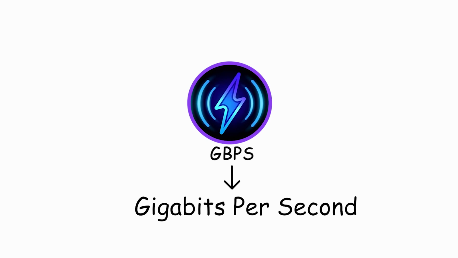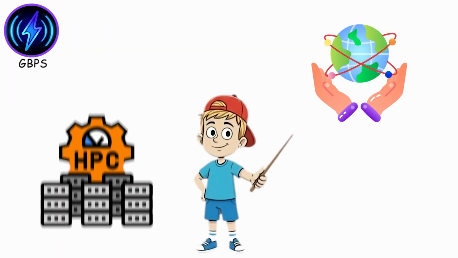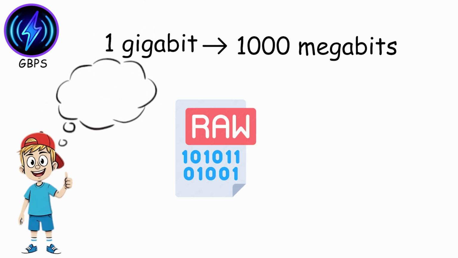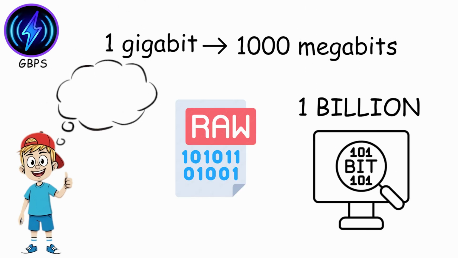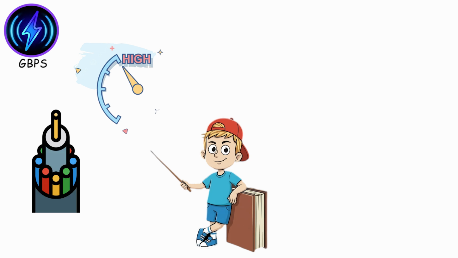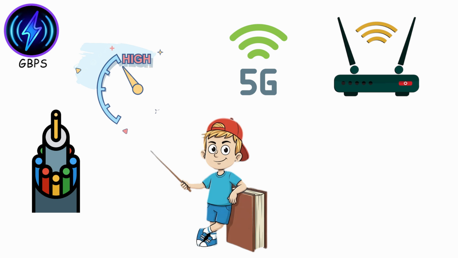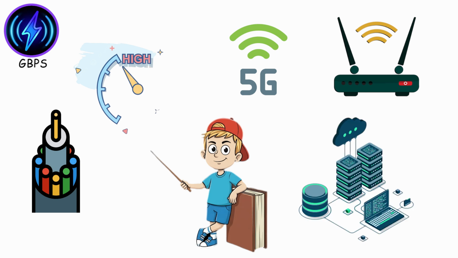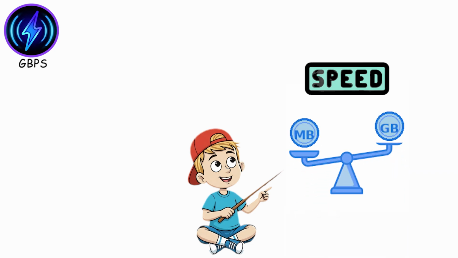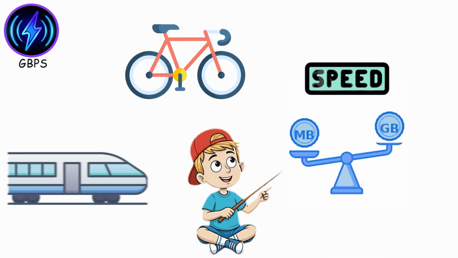Gigabits per second, abbreviated GBps, enters the realm of truly high-performance connectivity. 1 gigabit represents 1,000 megabits, or if you prefer thinking in raw bits, that's 1 billion bits traveling every second. This level of speed characterizes fiber optic internet installations, 5G wireless networks, and the infrastructure powering data centers worldwide. The difference between megabit and gigabit speeds resembles comparing a bicycle to a bullet train.